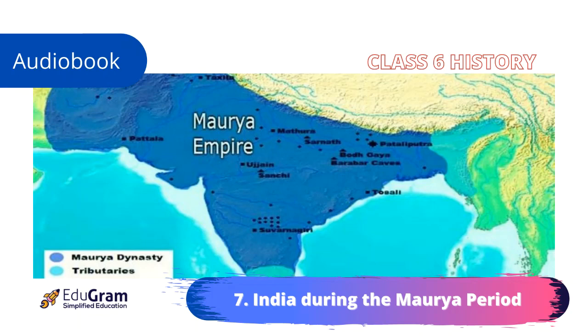The cave sculptures at Barabar Hills carved during the period of Ashoka are well known. These caves are in Bihar. They are the oldest cave sculptures in India.